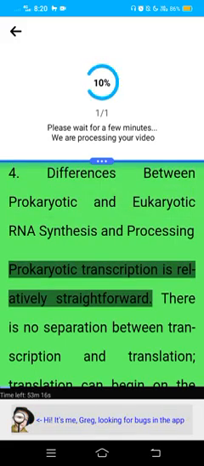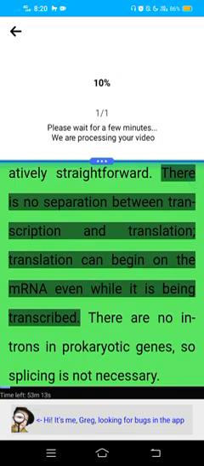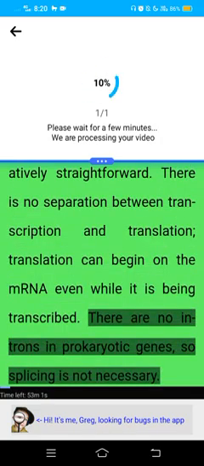4. Differences between prokaryotic and eukaryotic RNA synthesis and processing. Prokaryotic transcription is relatively straightforward. There is no separation between transcription and translation. Translation can begin on the mRNA even while it is being transcribed. There are no introns in prokaryotic genes, so splicing is not necessary.